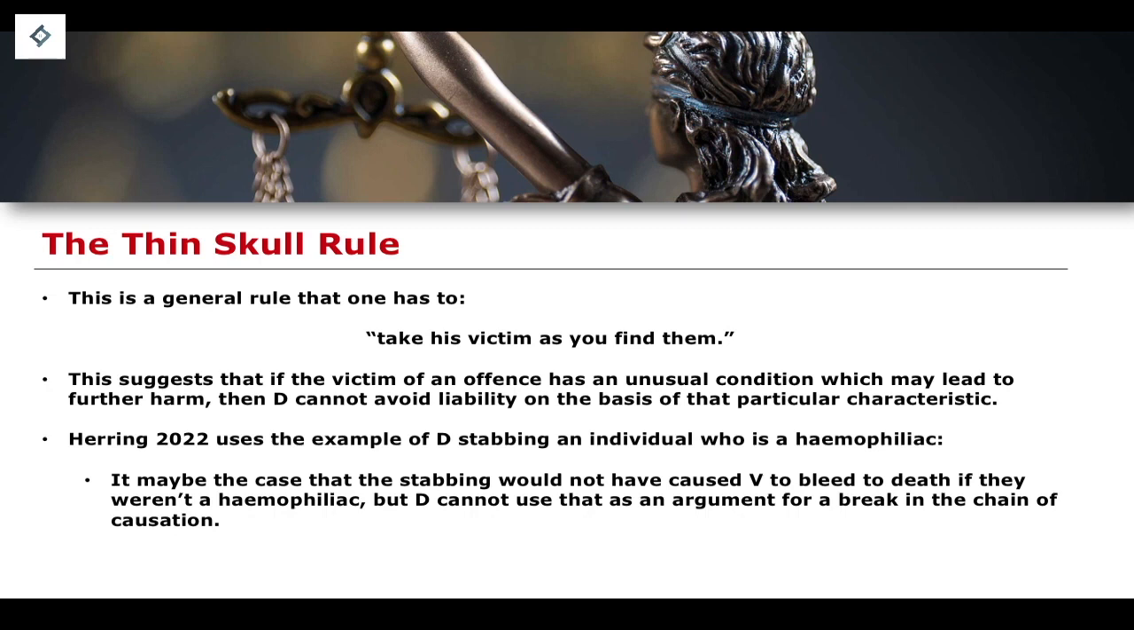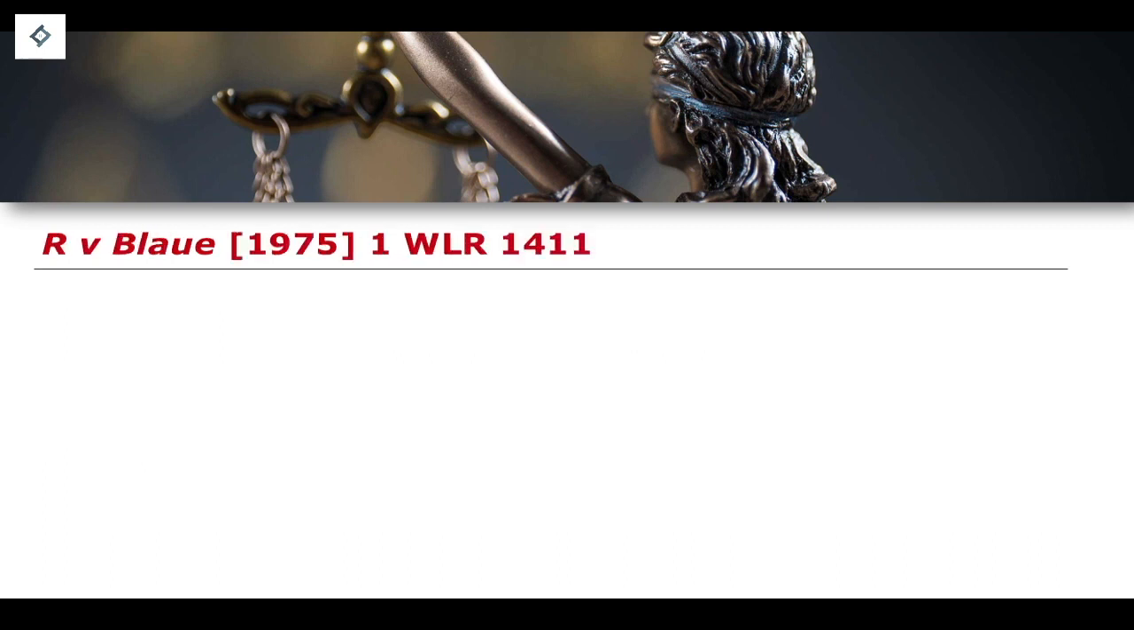If you were, for example, to hit an individual in the face, but it turns out that that individual has some kind of blood clot in their brain, and the resulting attack to that person's head causes that individual to die as a result, you cannot argue that you are not responsible for that death because you hit that individual not assuming that they were going to die. You take the victim as you find them. So the condition of the victim does not break the chain of causation in that regard.